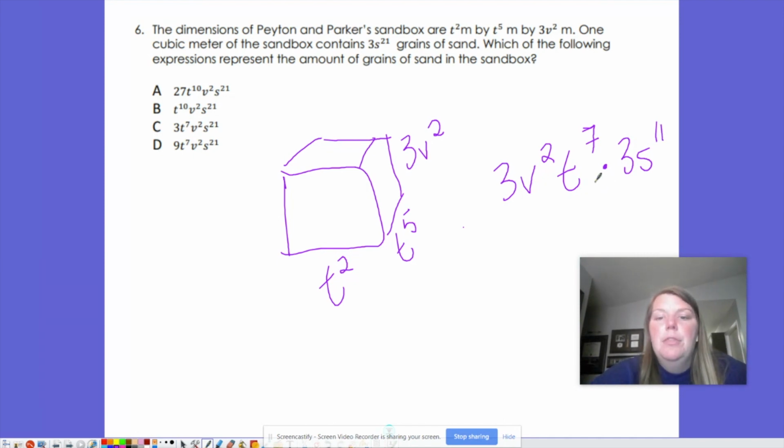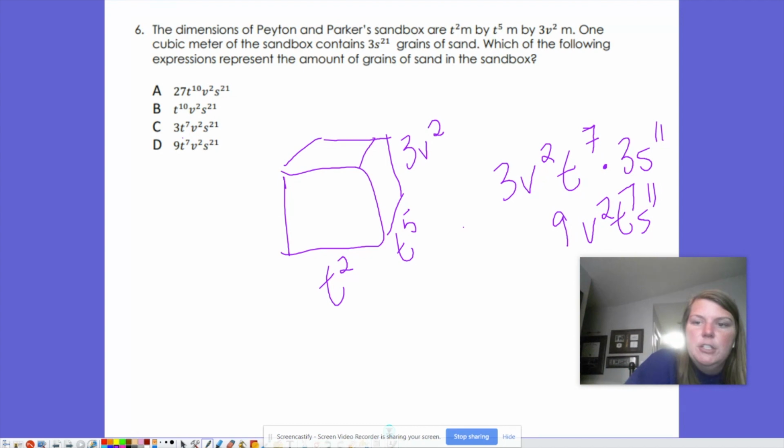So if we multiply the coefficients 3 times 3, that would give me 9. And then none of the other variables are the same, so we can't really combine those. So we just want to list the variables. So we have v squared, t to the 7th, and s to the 21st, excuse me. And that looks like letter D.